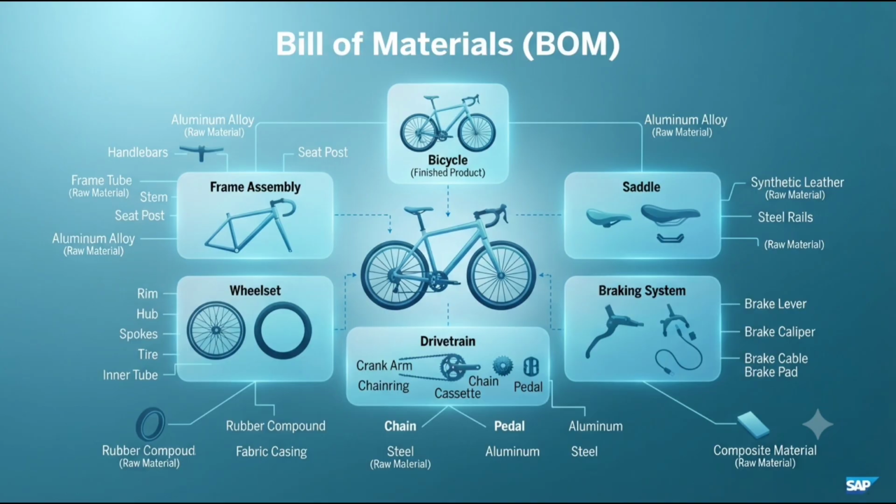A bill of materials, or BOM, is a structured list of all components, raw materials, and assemblies required to manufacture a finished product. In SAP PP, the BOM defines the product structure in a hierarchical way. For example, a bicycle BOM would include the frame, wheels, handle, and smaller parts. BOMs can be single-level or multi-level depending on the complexity of the product.